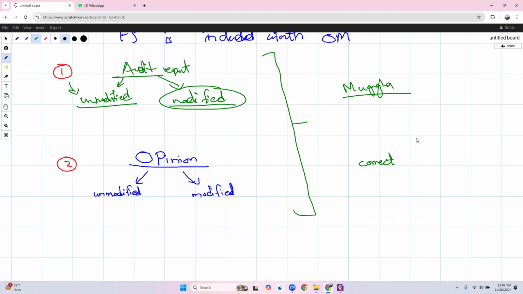Give me one second. Don't say anything. The financial statement gives a true and fair view. No, no, that is not what I'm asking about. If I want to ask you whether the audit report was modified or unmodified, what are you going to tell me?